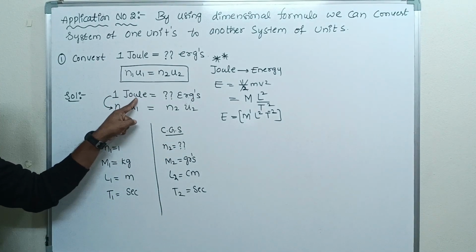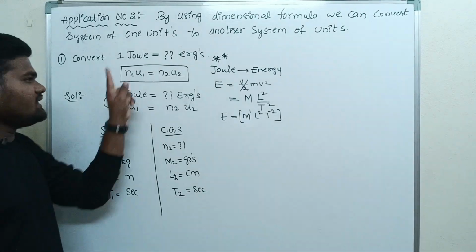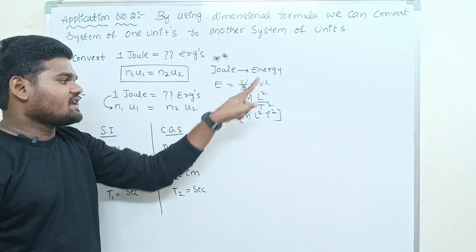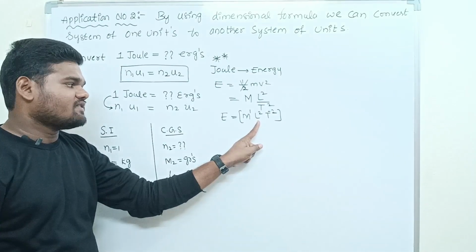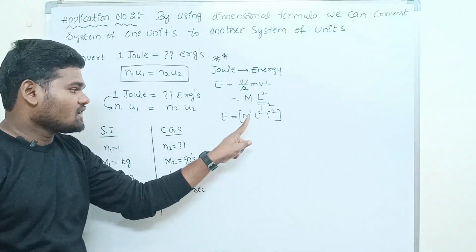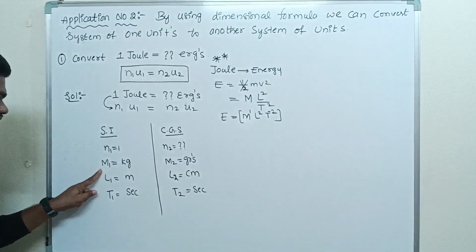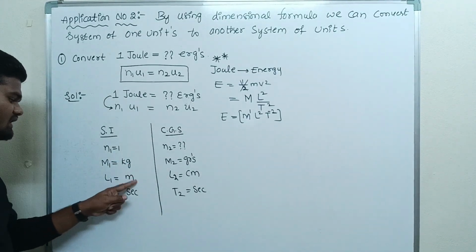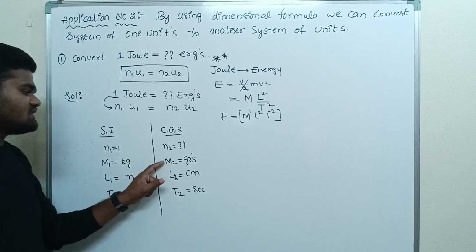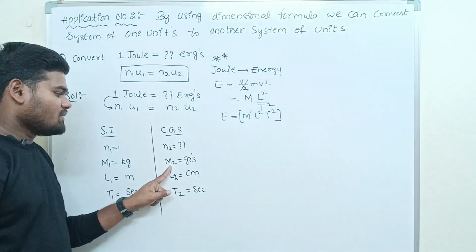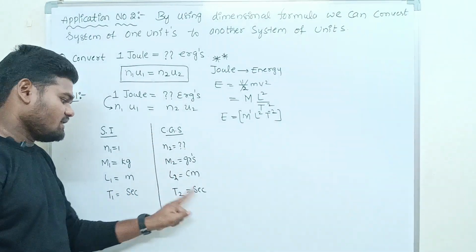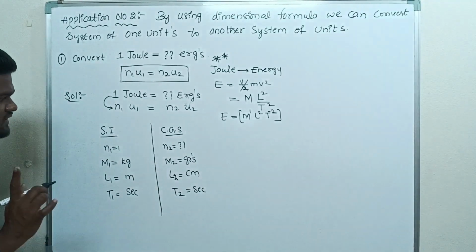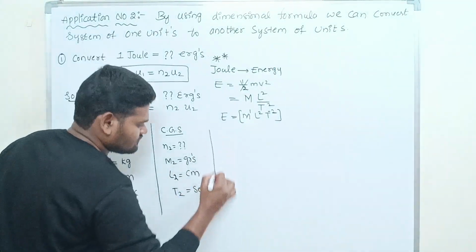Joule is a unit of SI system. Joule is a unit for energy. What is the dimensional formula for energy? M power 1 L square T power minus 2. M1 in SI system for mass, what are the units? Kgs. For length, units, meters. For time, units, second. Similarly, in CGS system, mass, grams, length, centimeter, time, seconds. Is it clear? Right.